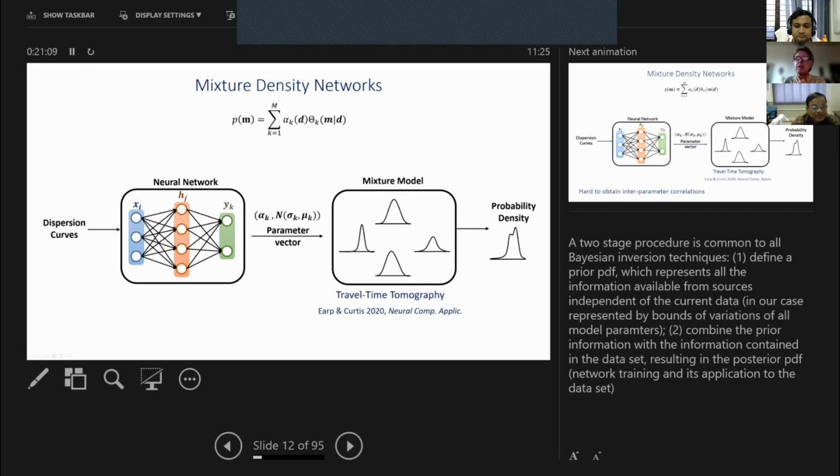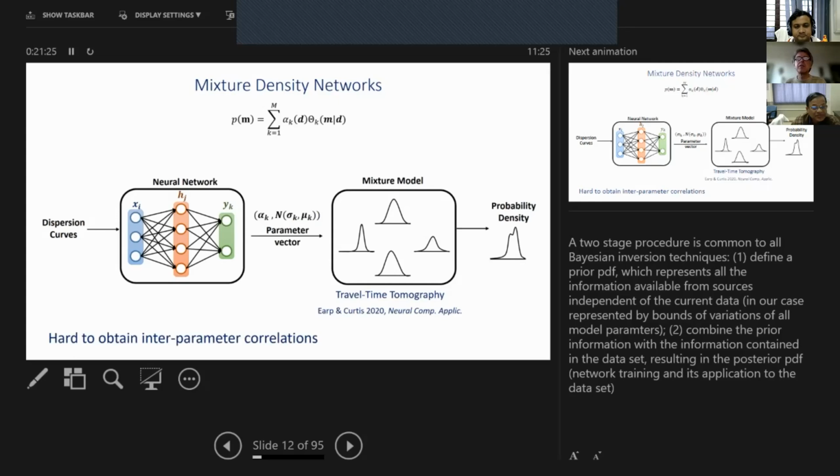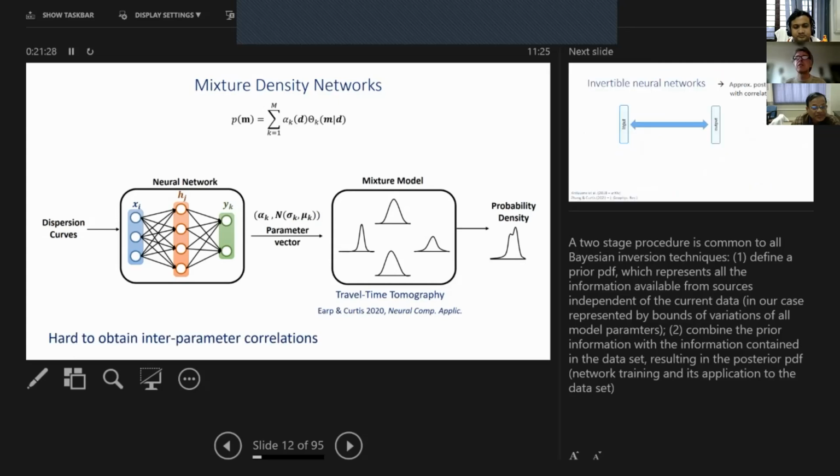So, given that we've done that, why am I not using them today? The reason is that these mixture density networks are very good at giving means, variances or standard deviations, and marginal distributions, but they're quite hard to train to give you the interparameter correlations in higher dimensional problems. At least we find them quite hard to train. And so we've been looking for an alternative that would help us to obtain these parameter correlations as well.